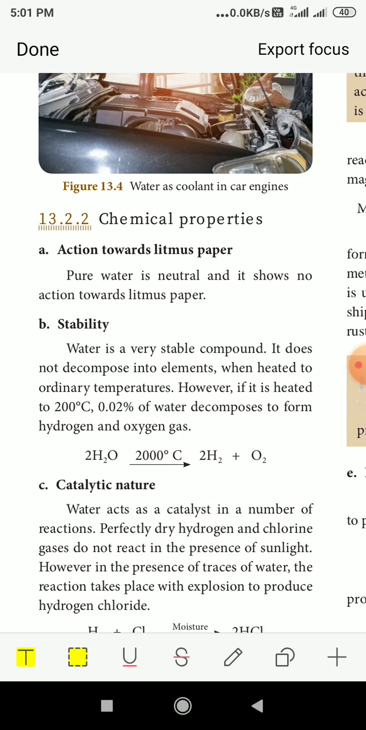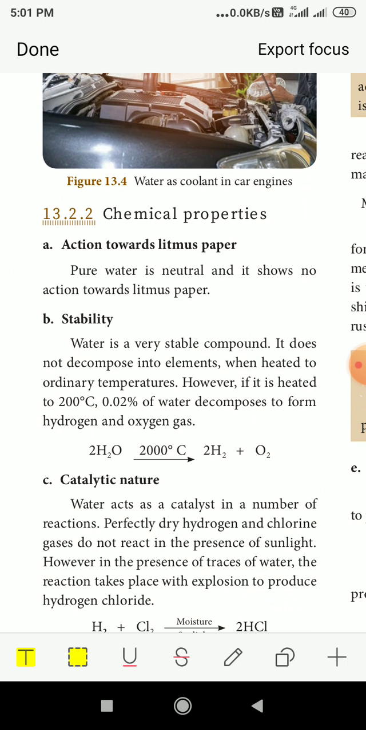So, the first point is action towards litmus paper. Pure water is neutral and it shows no action towards the litmus paper. You know that water doesn't show any reaction with the litmus paper. Litmus paper can be in a red color or blue color, but whatever the color may be, the pure water will not show any reactions.